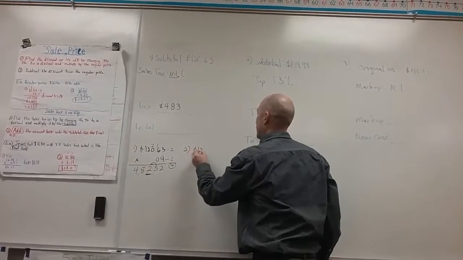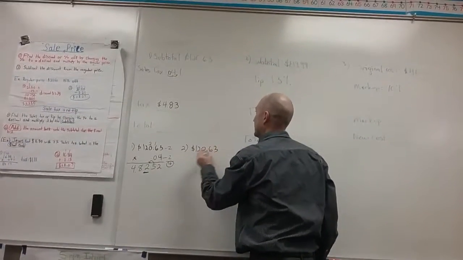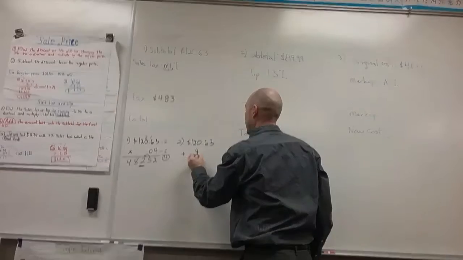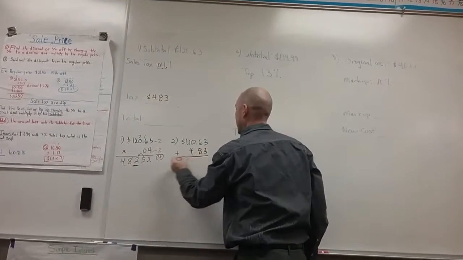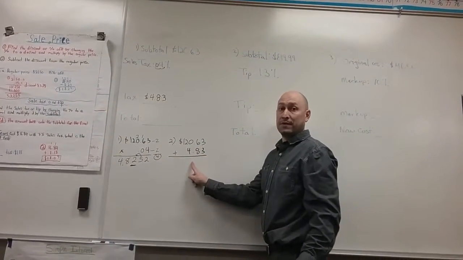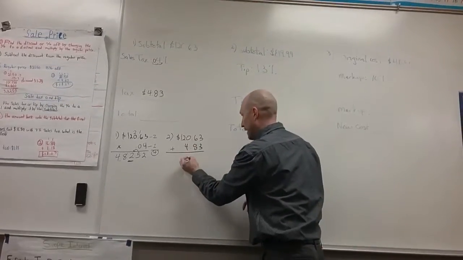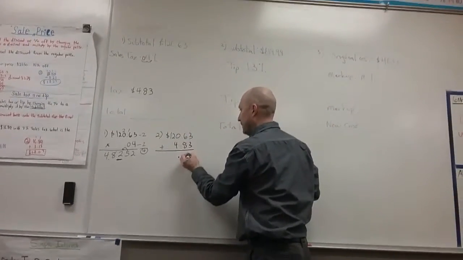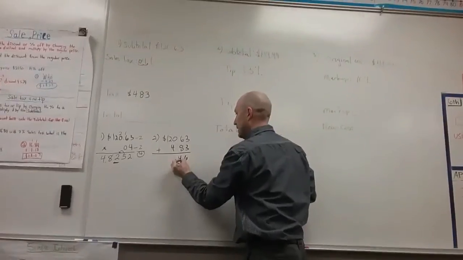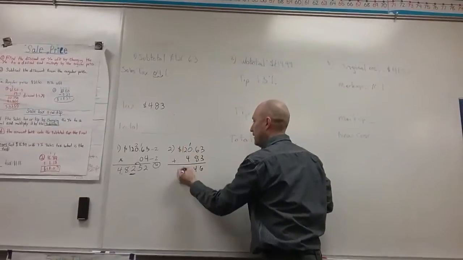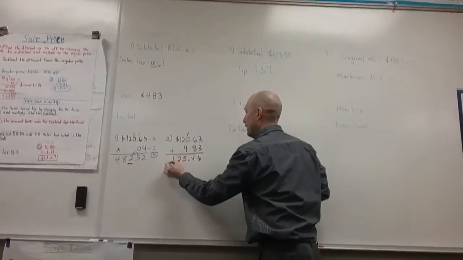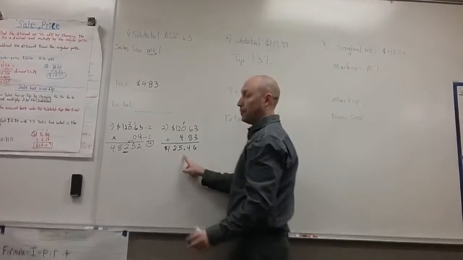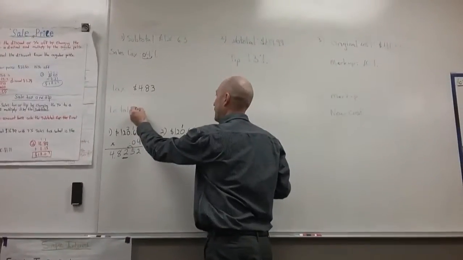So I take my $120.63 and I add $4.83 to it. Since I'm adding decimals, I line up my decimals, bring down my decimal, and now I add. I have 6, 14, carry my 1. 4 plus 1 is 5, 2, and 1. So my new final total with tax included is $125.46.